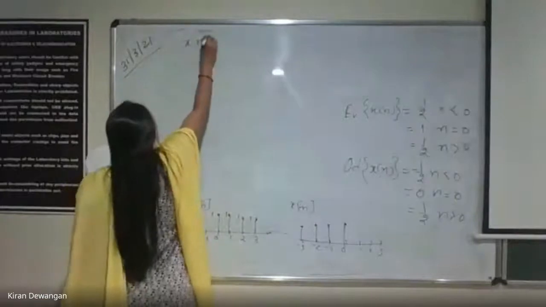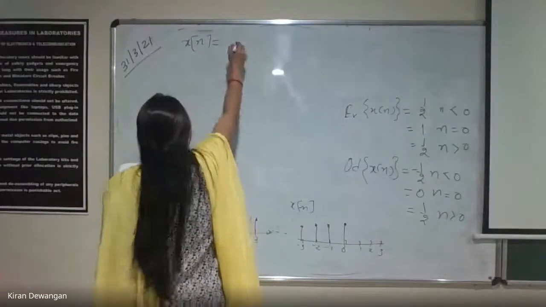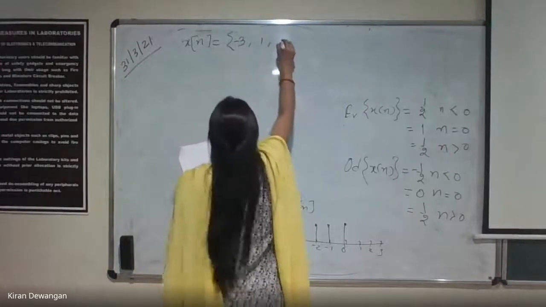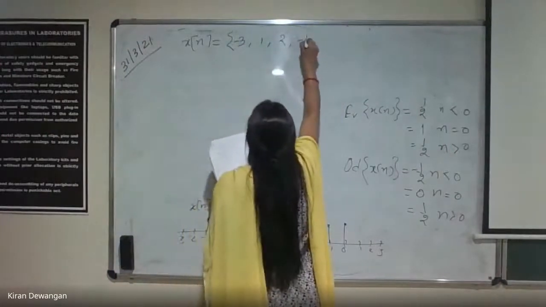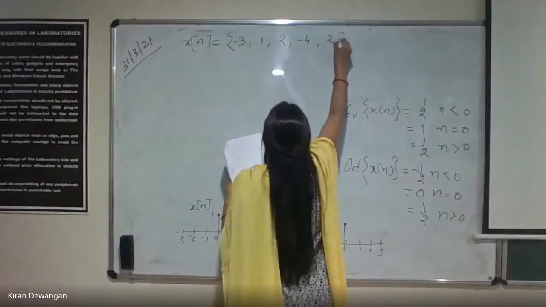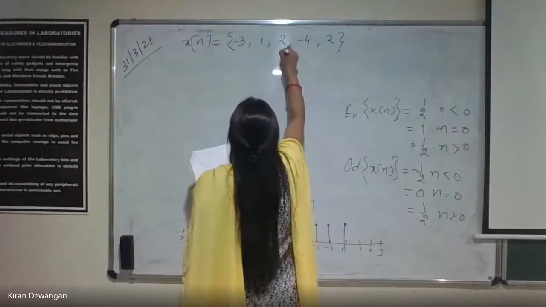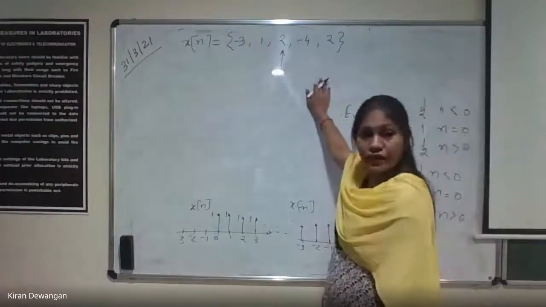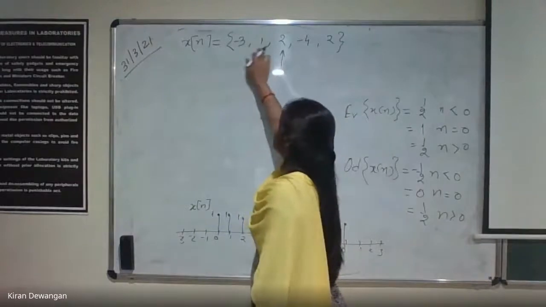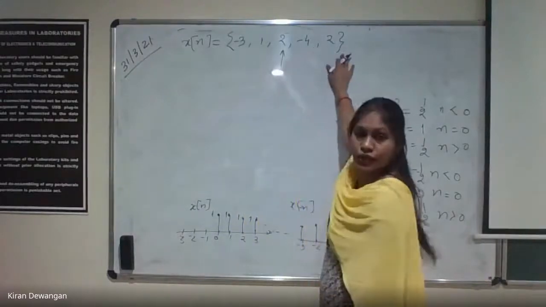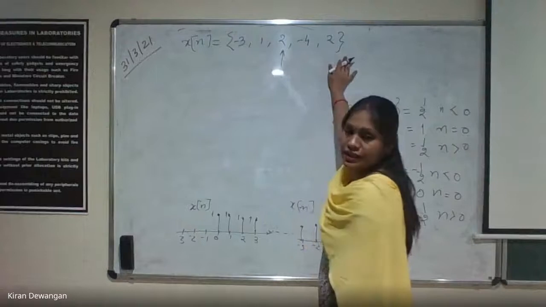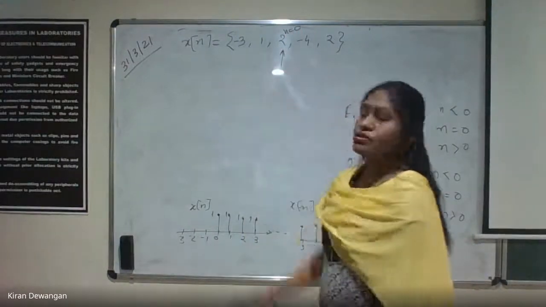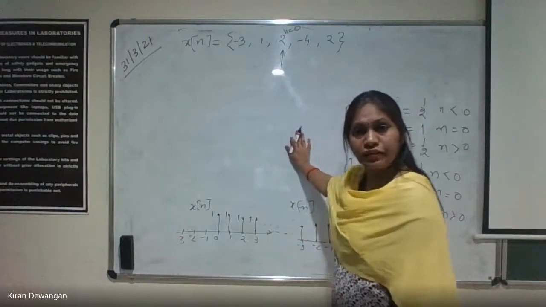Find the even and odd component of x of n equals -3, 1, 2, -4 and 2. This is the value at n equals 0. This is our x of n. The value is -3, 1, 2, -4 and 2. ठीक है? So these are the values of x of n and this is the value for n equals 0. ठीक है? So first of all, again we have to find the even and odd component of it.